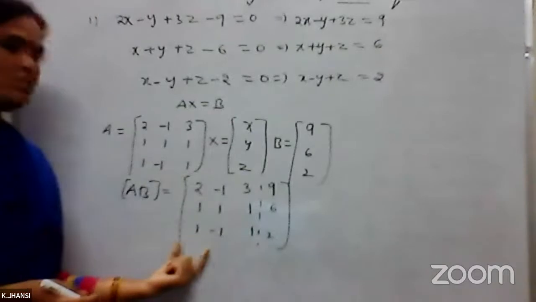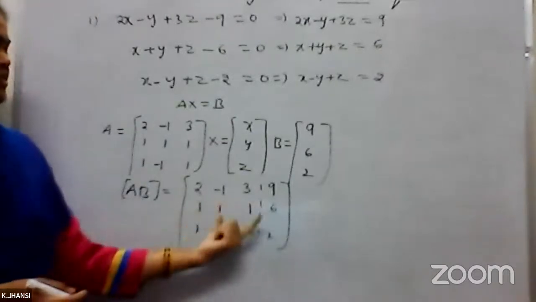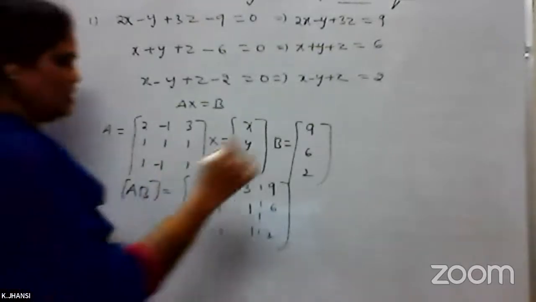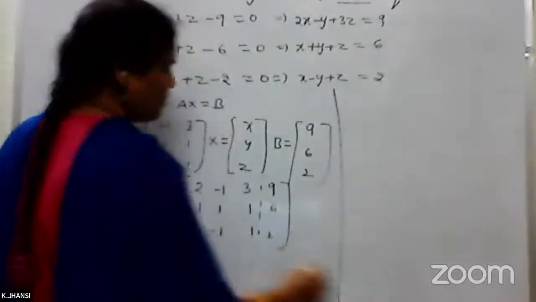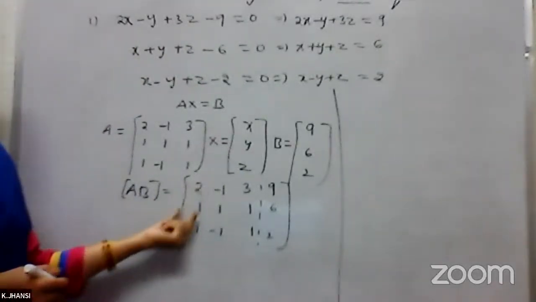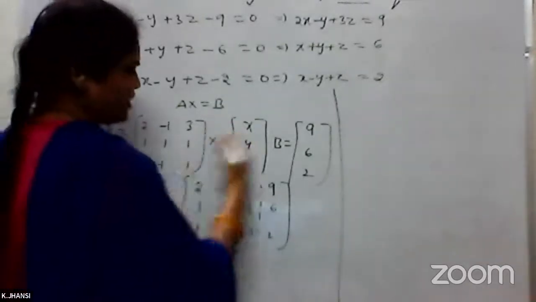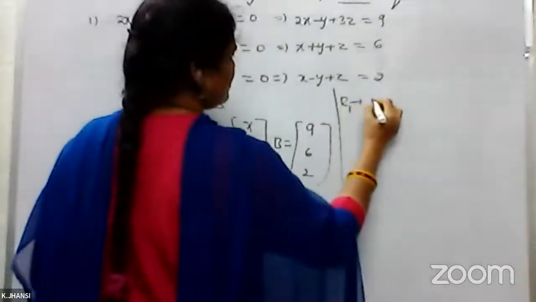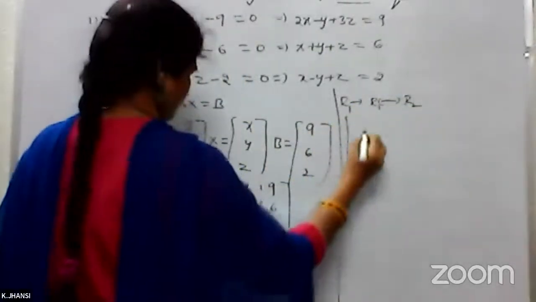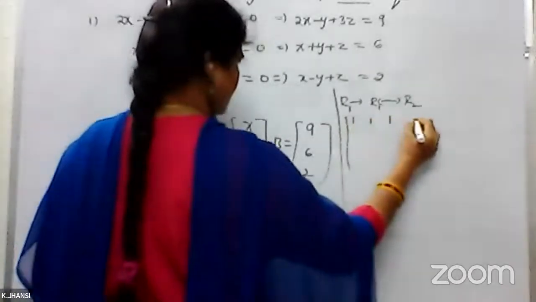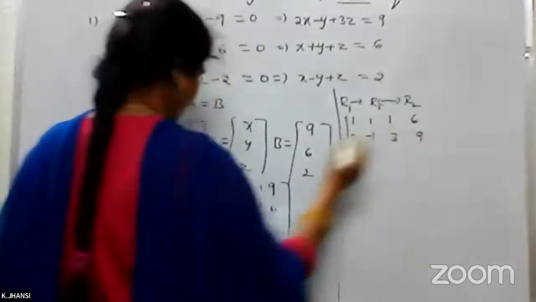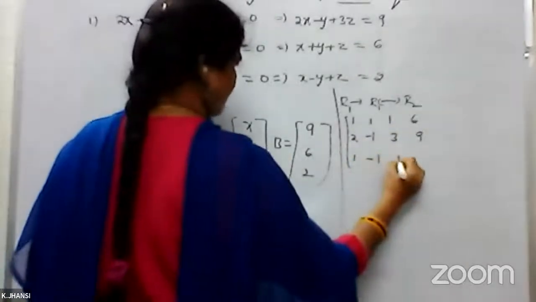Now you have to reduce this matrix to echelon form and find the rank of the matrix. So for this one, you apply the row operations. First thing, 2 is there; to make it a 1, just interchange R1 and R2. So you will get [1, 1, 1 | 6; 2, -1, 3 | 9; 1, -1, 1 | 2].